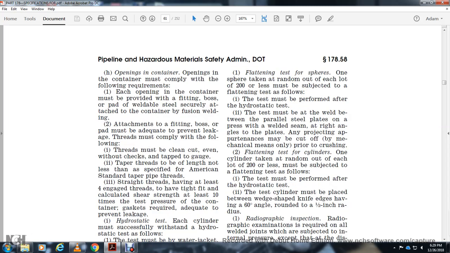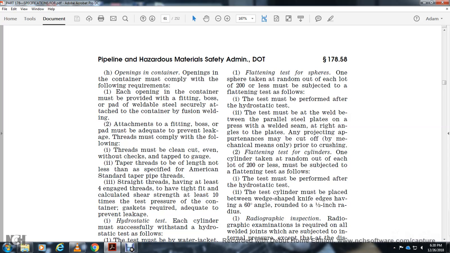Flattening test for spheres: one test sphere taken at random out of each 200 or less must be subjected to the flattening test. All of these tests must be performed after the hydrostatic test. The test sphere must be welded between parallel steel plates, with the welded seam at right angles to the plate. Any projection appurtenances may be cut off by mechanical means only, prior to the crushing.